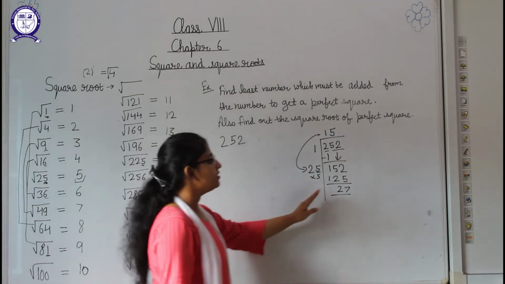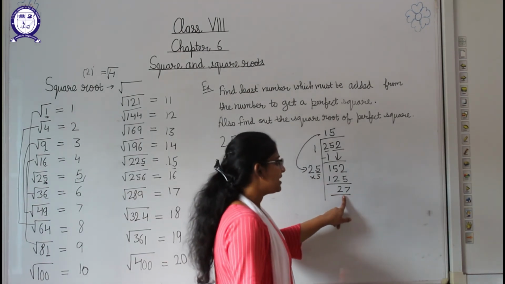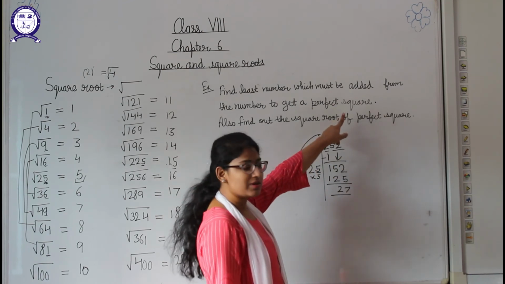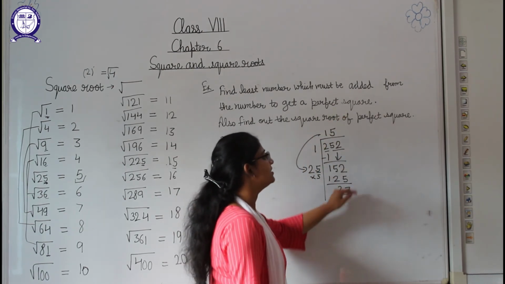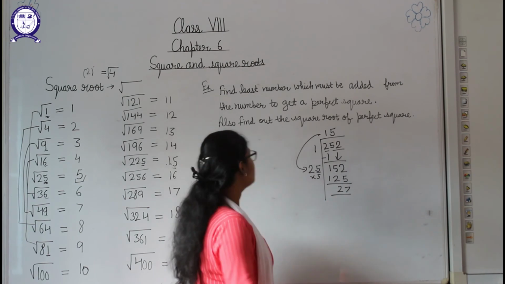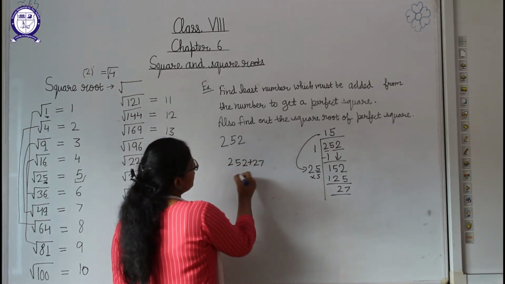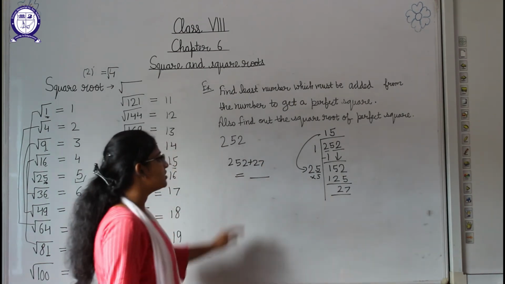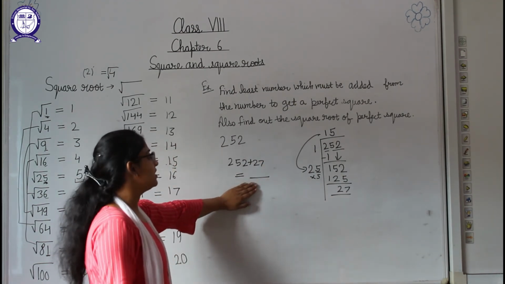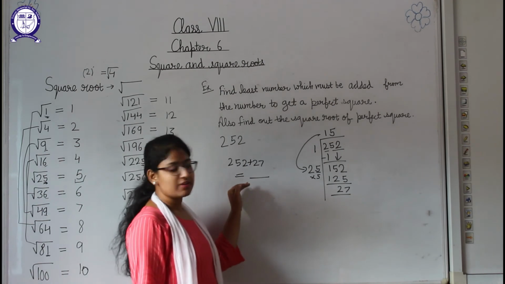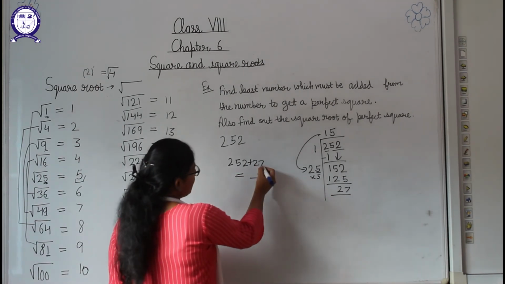But here we can't subtract this because it is not a question of subtraction, and we can't even add this number. Suppose we add 252 plus 27, whatever answer we get will not be a perfect square. Okay, we can check that.